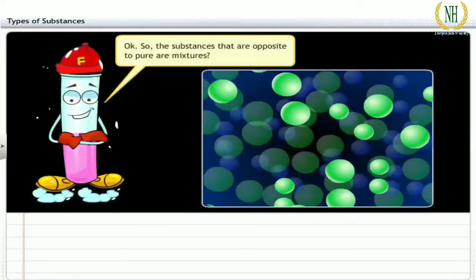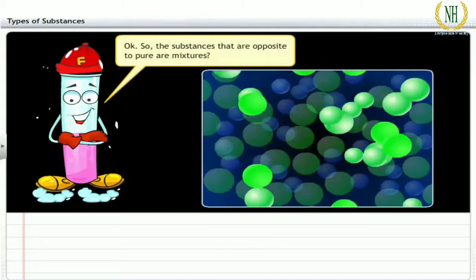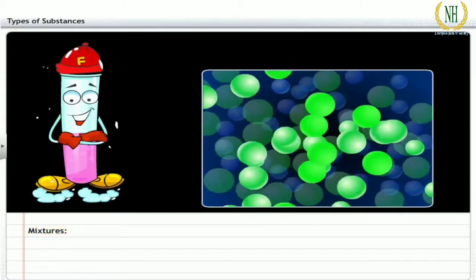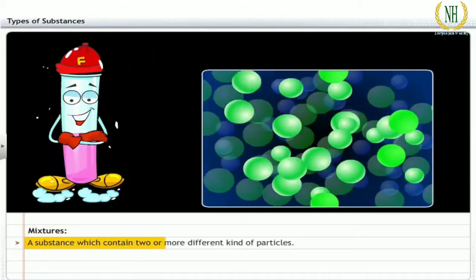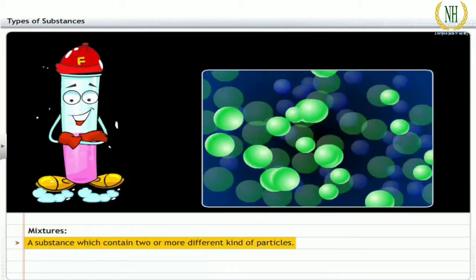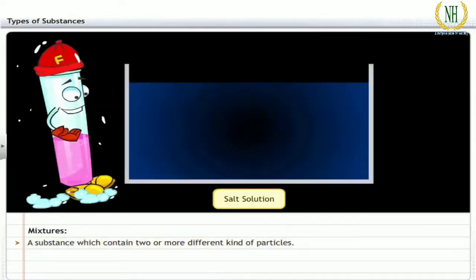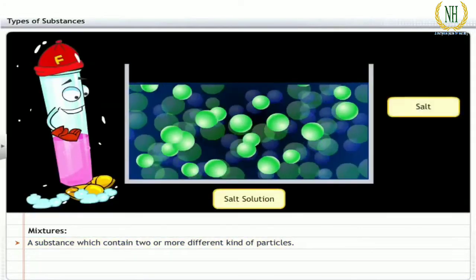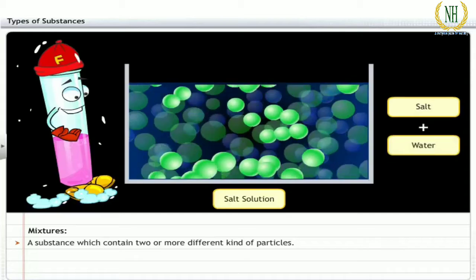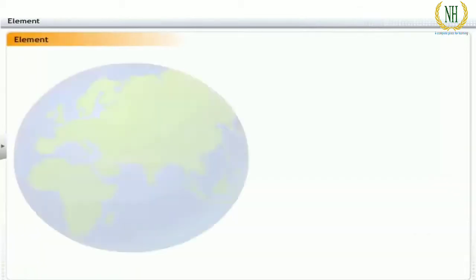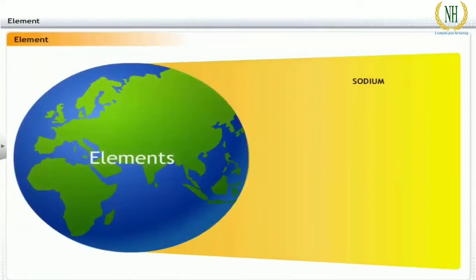Okay. So, the substances that are opposite to pure are mixtures? For a chemist, when a substance contains more than one type of particle, it is known as a mixture. For example, salt solution is made up of two components, salt and water. Therefore, salt solution is a mixture. There are over 100 known elements on Earth.